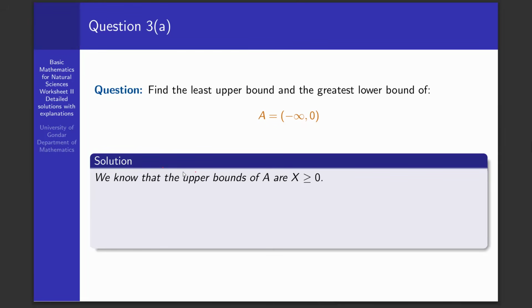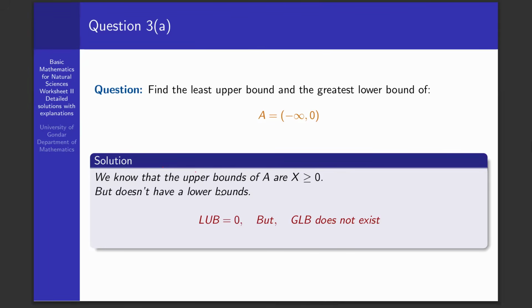Therefore, the set of upper bounds of A could be the set of x greater than or equal to 0, including the 0. But it doesn't have a lower bound because it is unbounded from below. Because we don't know the smallest possible element of the set, it is unbounded from below. Therefore, it will never have lower bounds. If the set doesn't have a lower bound, it will never have a greatest lower bound too.